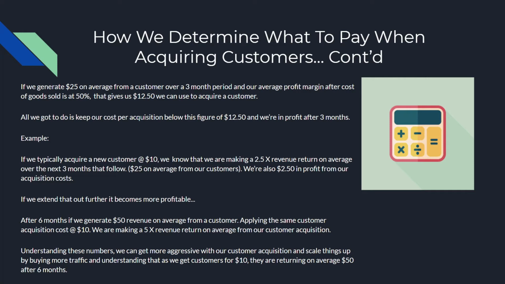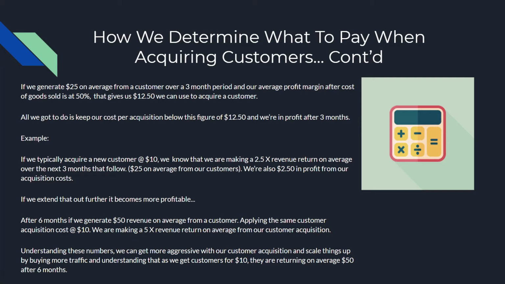All we have to do is keep our cost per acquisition below this figure of $12.50, and we're in profit after the 3 months. An example: if we typically acquire a new customer at $10, we know that we are making a 2.5x revenue return on average over the next 3 months that follow. It's $25 on average from our customers, and we're also $2.50 in profit from our acquisition costs.